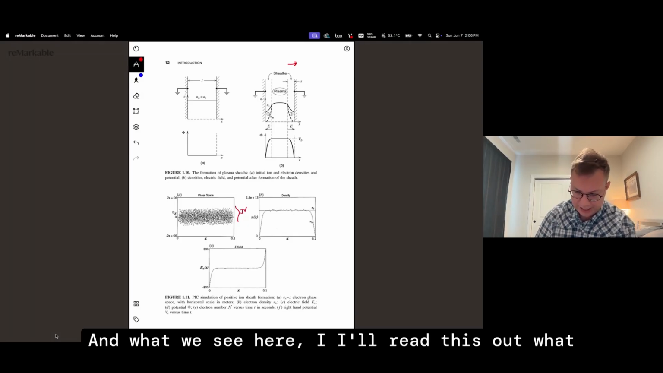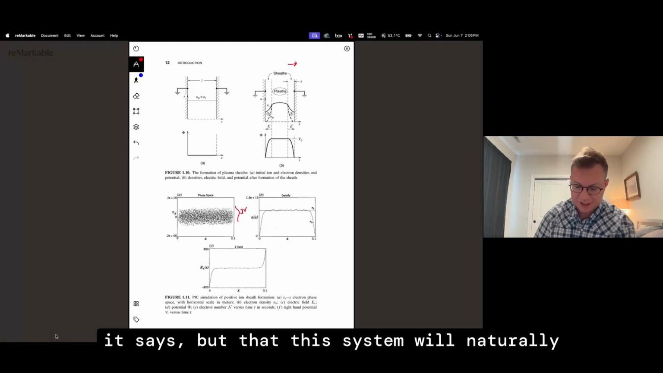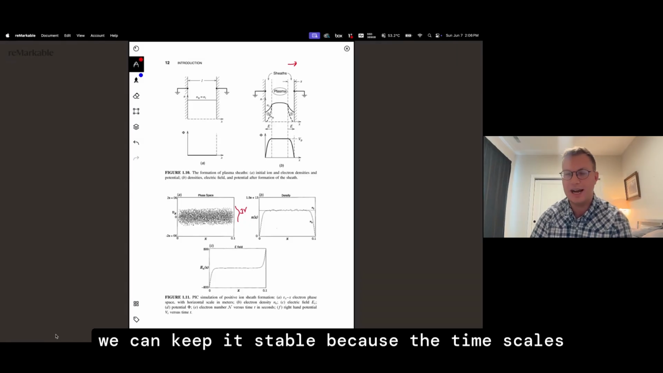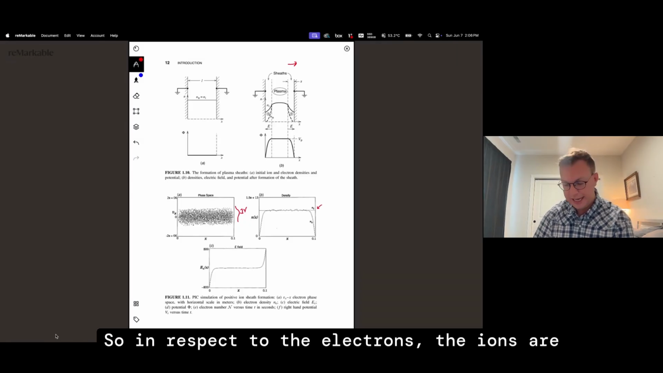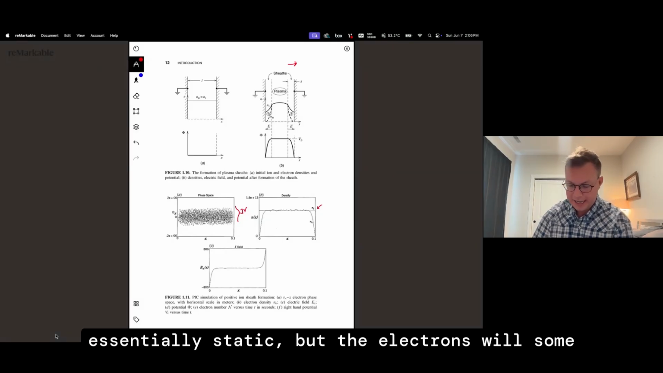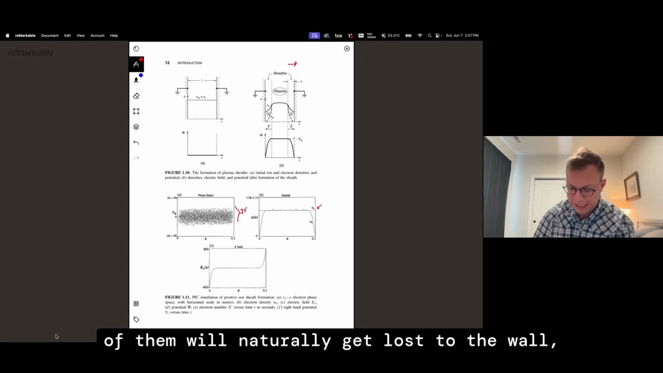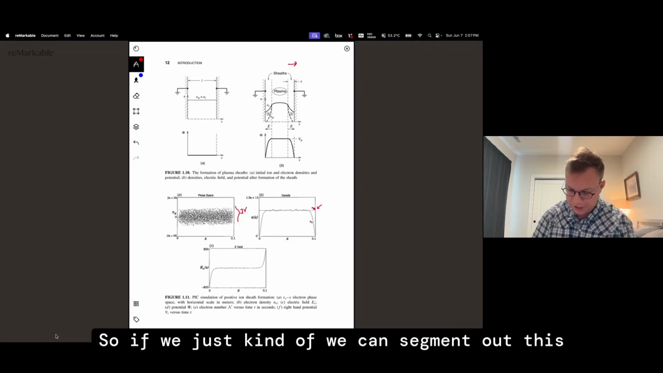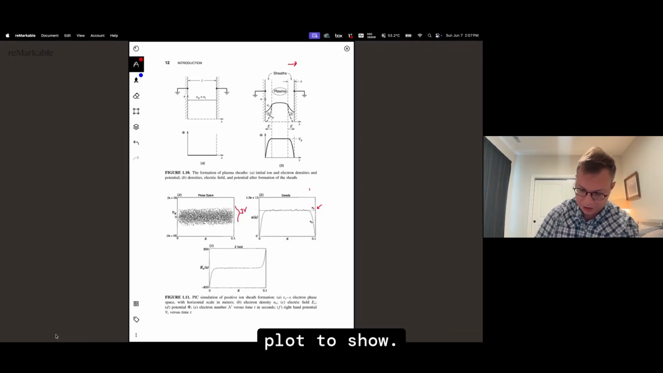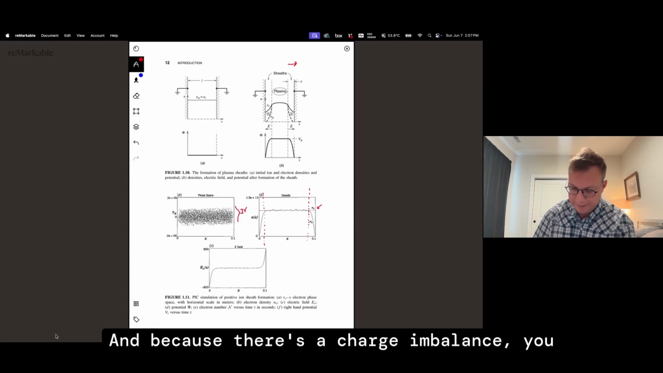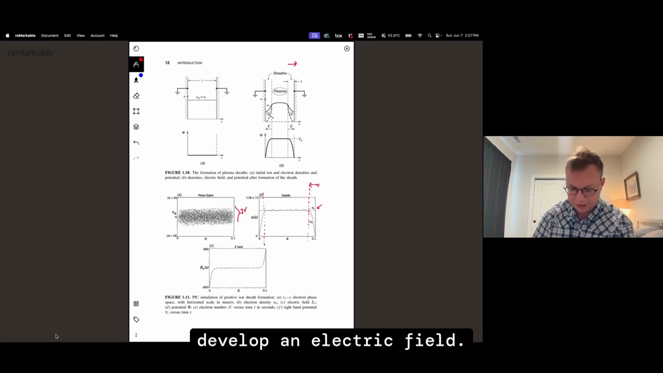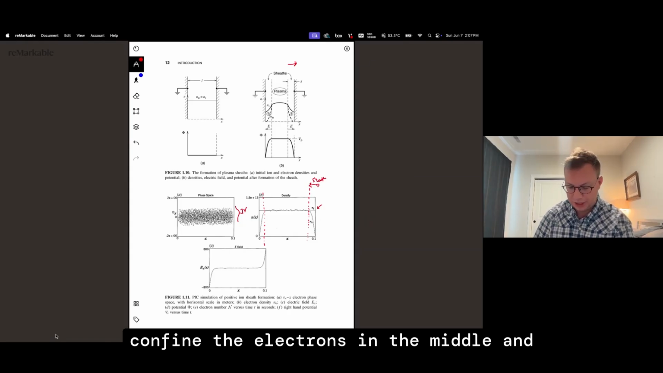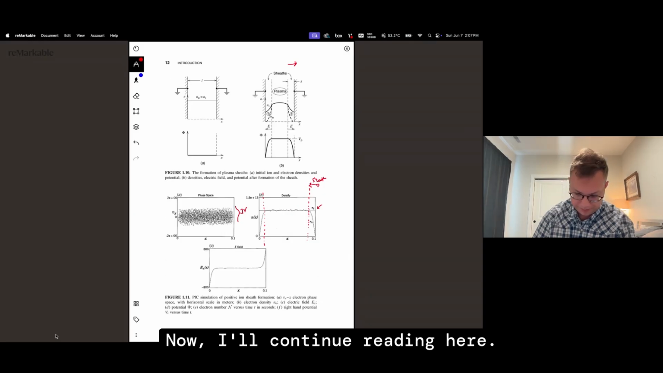And what we see here, I'll read out what it says, but this system will naturally organize if the ions are kept stable, and we can keep them stable because the time scales are so different. The electrons are moving much, much faster. So with respect to the electrons, the ions are essentially static, but some of the electrons will naturally get lost to the wall, which will then create a charge imbalance in the sheath region. So we can segment out this plot to show this is the region of the sheath. And because there's a charge imbalance, you develop an electric field. And this electric field acts, again, to confine the electrons in the middle and accelerate the ions to the wall. Now, I'll continue reading here.